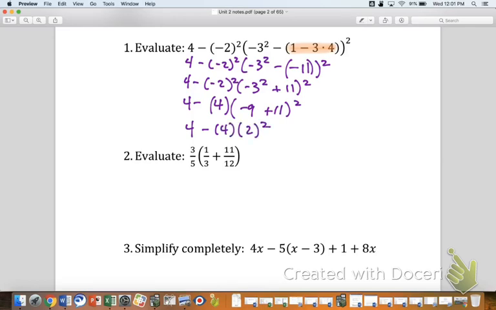I do that final exponent, so I end up with 4 minus 4 times 4. And then I do my multiplication. 4 minus 16. Did you get it? Yes. Negative 12.